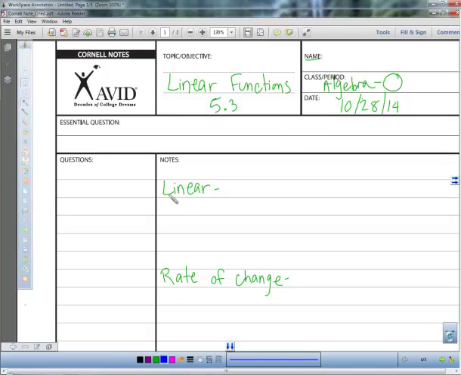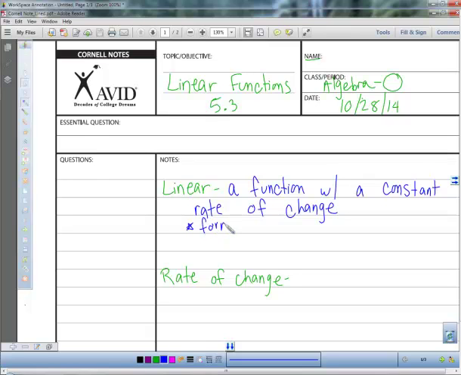Okay, the first thing we're going to do is define what linear is. Linear is a function with a constant rate of change. Something to take note of is that a linear function will always form a line. Here's a nifty little way to remember it. The word linear has the word line in it. So, on a graph it will always form a line.